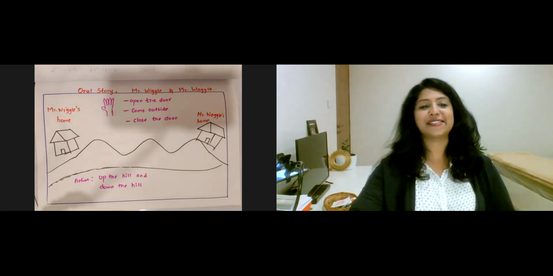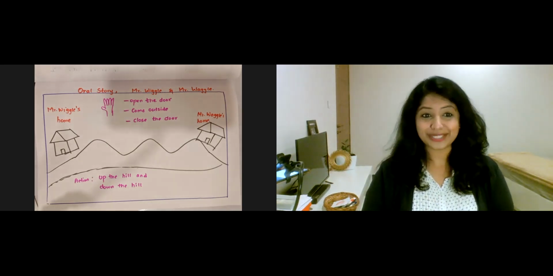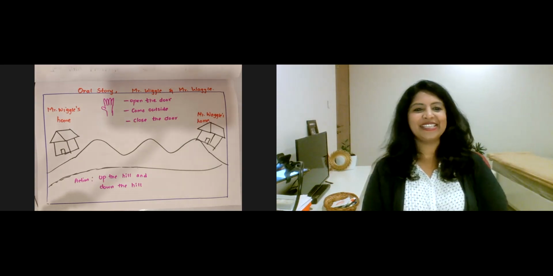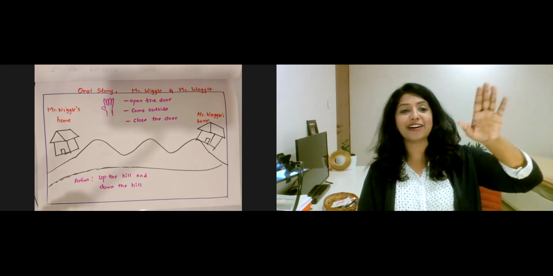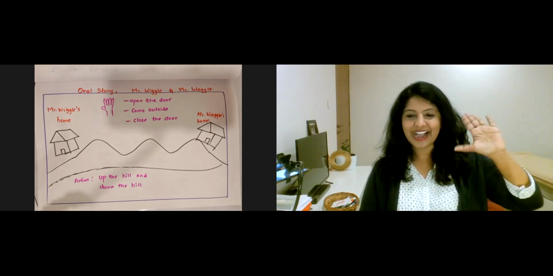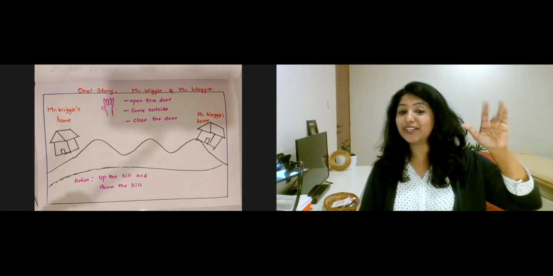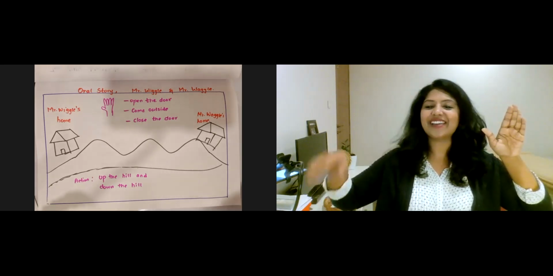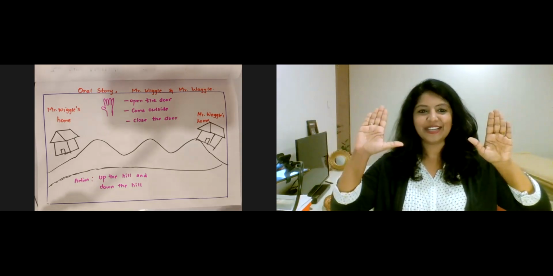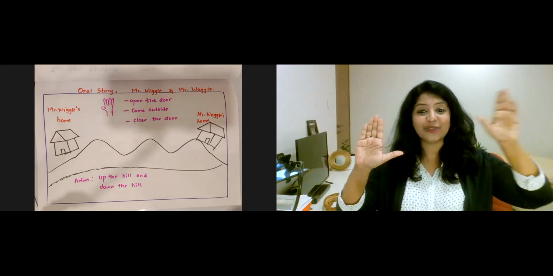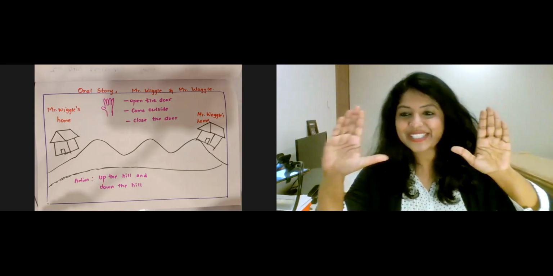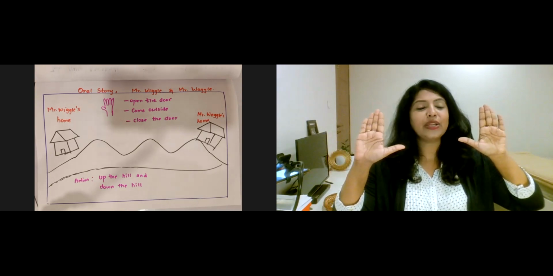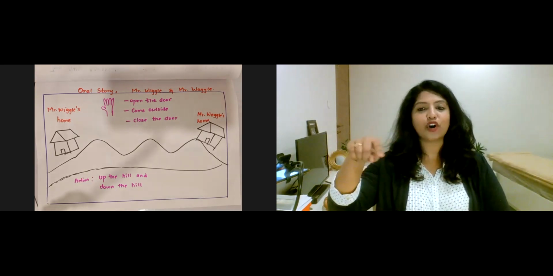Okay, so this is a story about Mr. Wiggle and Mr. Waggle. Ready? So here comes our Mr. Wiggle. Hi. Mr. Wiggle is saying hi to all of you. Can you say hi to him? Okay, and here is our Mr. Waggle. So we have Mr. Wiggle and Mr. Waggle. So both of them are there. Now can you see that there's a drawing that I have drawn?